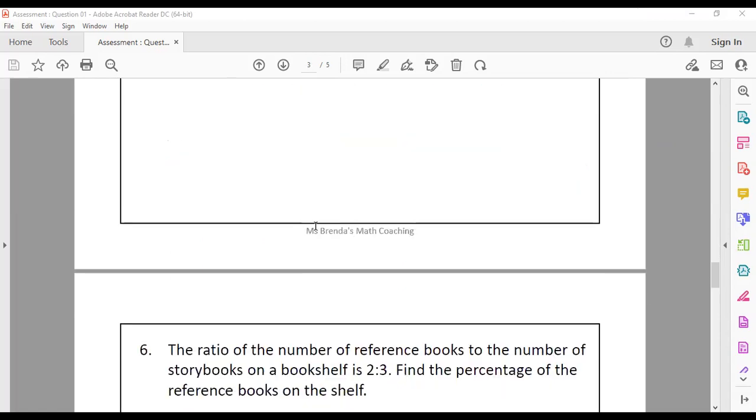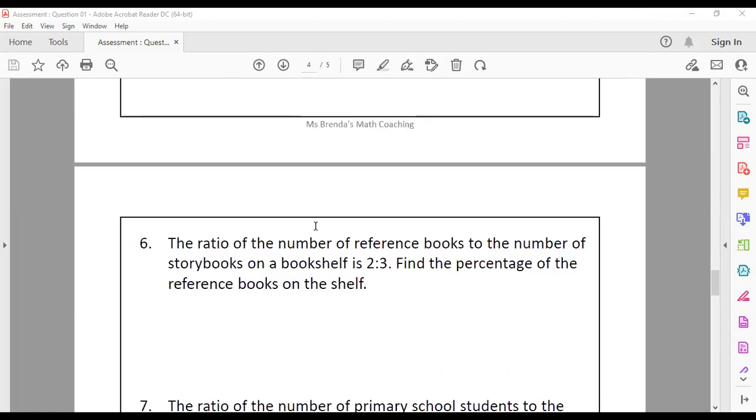Let's move on to number 6. Okay, number 6 looks like an easier question to me. Never mind, let's read. The ratio of the number of reference books to the number of story books in a bookshelf is 2 to 3. So, reference books, I'll just put R. Story books, I'll put S. That is equivalent to 2 to 3. Find the percentage of the reference books on the shelf.